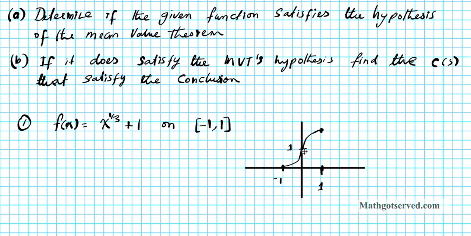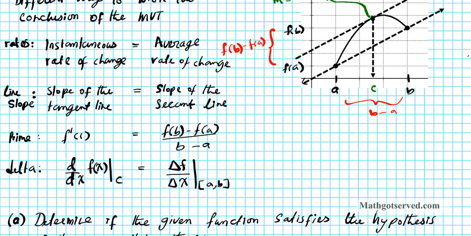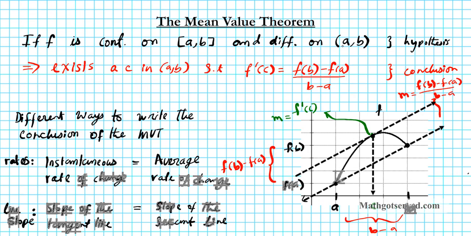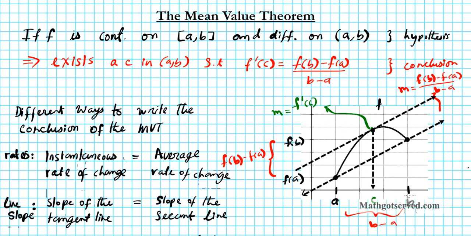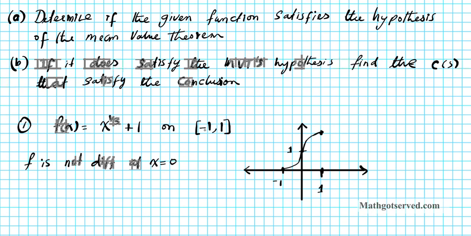So if it has a vertical tangent at x equals 0, what does that mean? That means that f is not differentiable at x equals 0. Since it's not differentiable, remember the hypothesis requires the function to be differentiable on the open interval, right? So is it differentiable on -1, 1? The answer is no. F is not differentiable at x equals 0 because you have a vertical tangent.